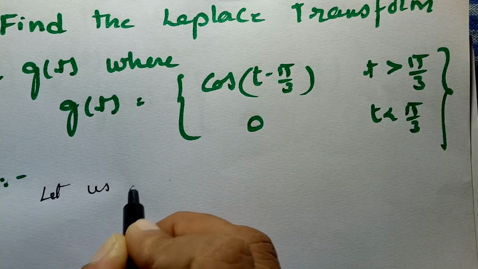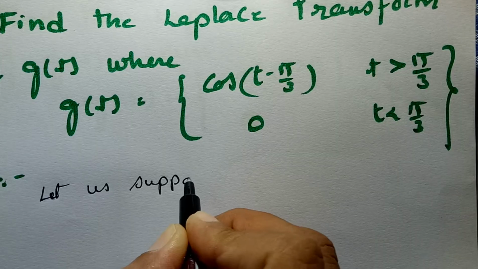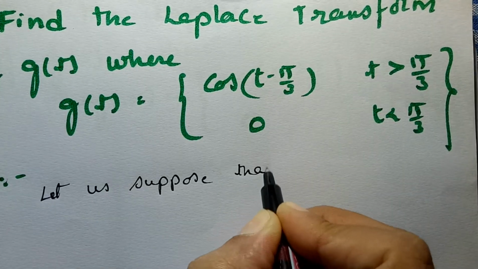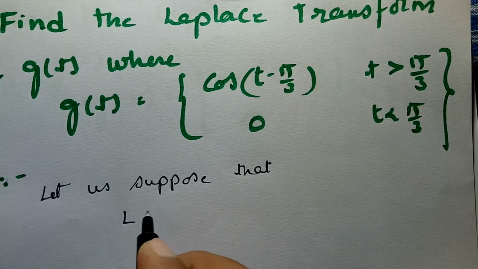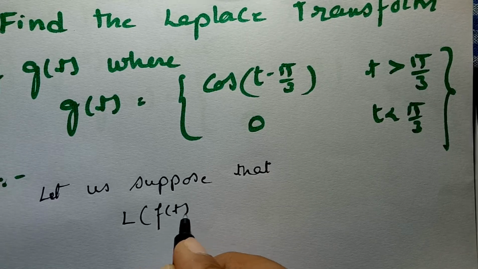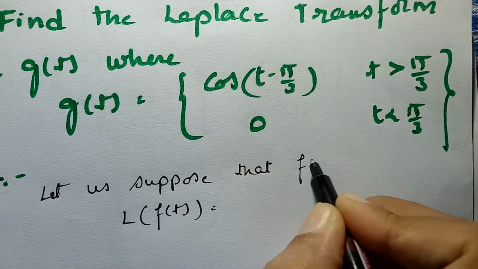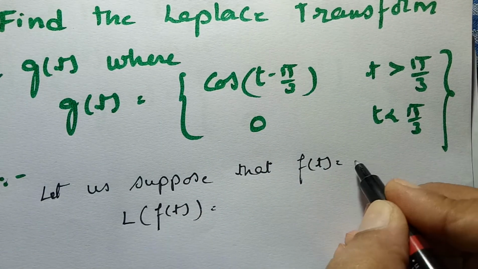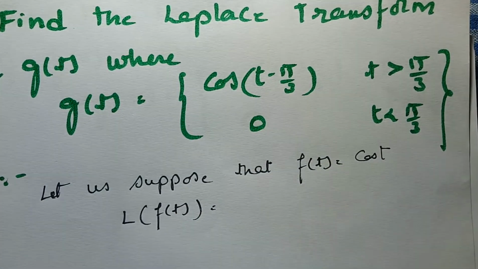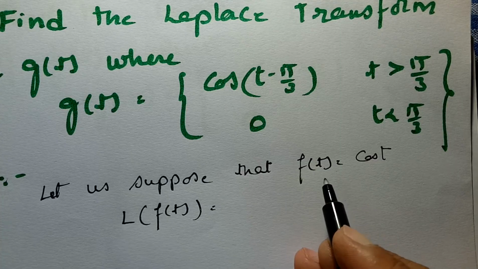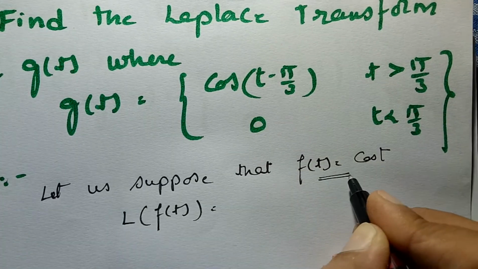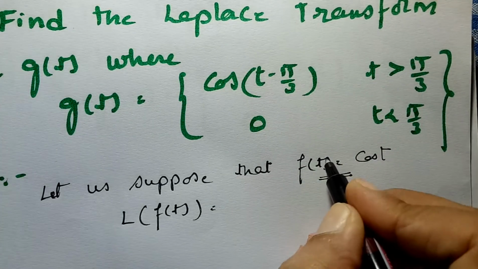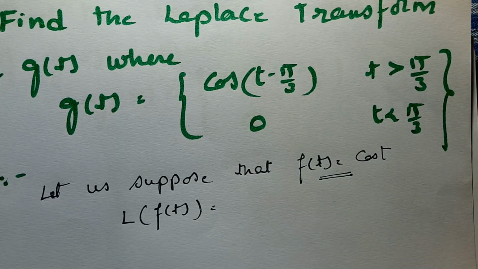Let us suppose that we have to find the Laplace transformation of f of t. Let us suppose that f of t is equal to, here see, cos of t minus pi by 3, so I am assuming cos t. f of t is equal to cos t. You have to assume this on your own. So this is the first function.